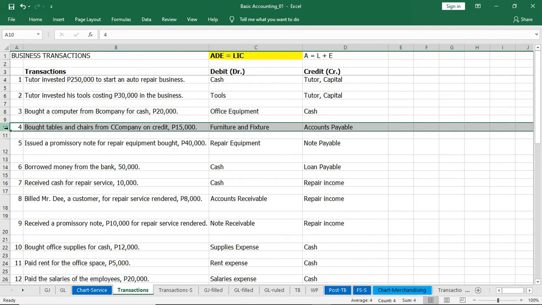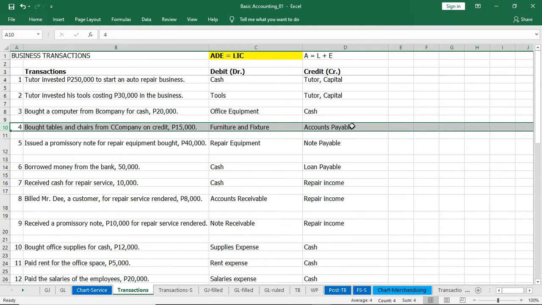Fourth transaction, bought tables and chairs from C company on credit, $15,000. Bumili ulit, tables and chairs naman, so furniture and fixture. Debit to furniture and fixture. On credit, ibig sabihin, utang muna, hindi pa siya binabayaran ng cash. So, on credit. Ang credit niya is, tumaas yung liability kasi nagkautang.